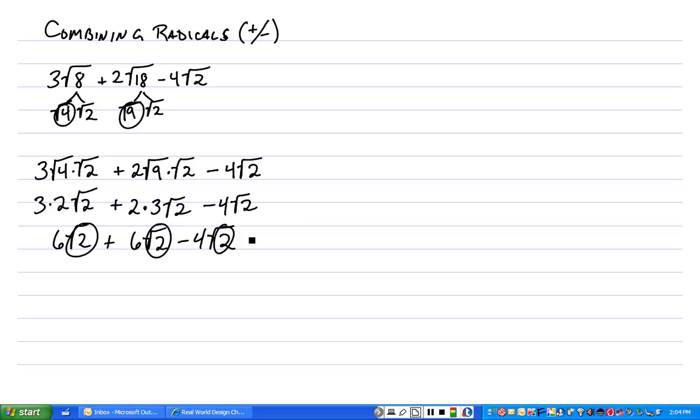So now I can combine them. So I can say 6 plus 6 minus 4. 6 plus 6 is 12, minus 4 is 8. And my common radical is square root of 2. So 8 square root of 2 would be the answer. Okay?